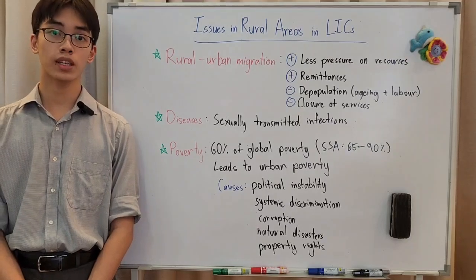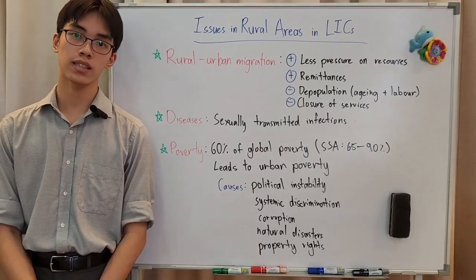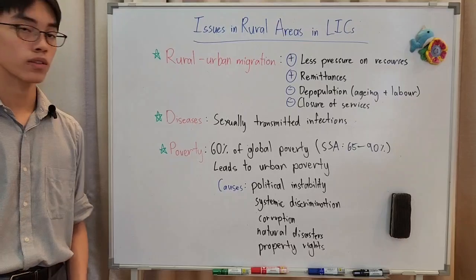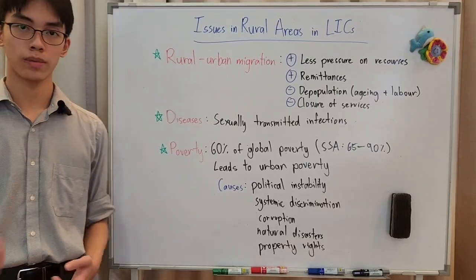Hi everyone, let's talk about the issues in rural areas in LICs. Over here, I've listed down 3 of the main issues. Number 1 being rural to urban migration.